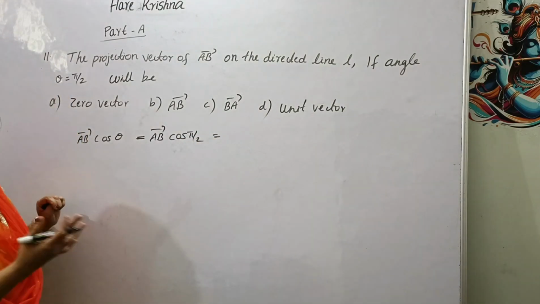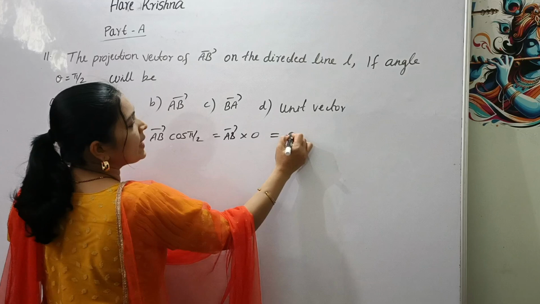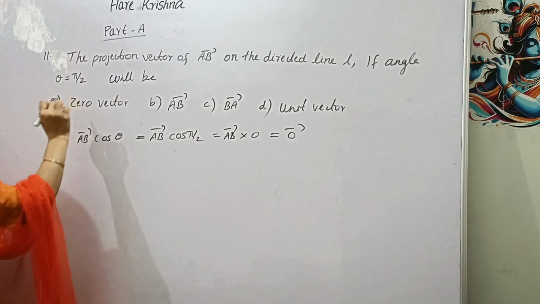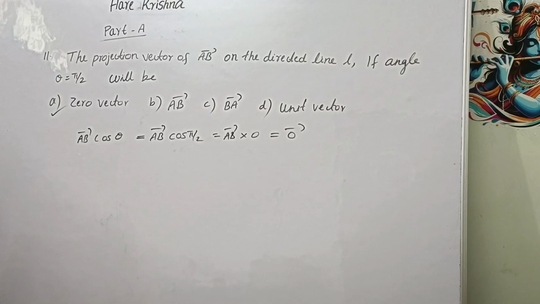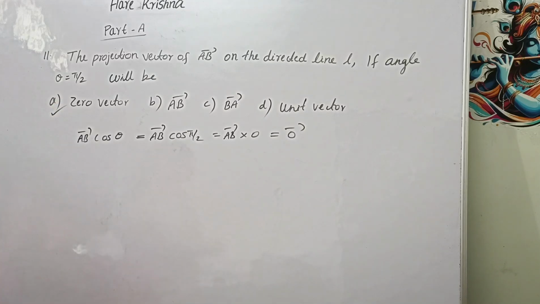What is cos pi by 2? 0. So vector AB into 0. That is nothing but 0 vector. Okay. So the answer is 0 vector. The projection vector of vector AB on the directed line L, if angle theta is equal to pi by 2, will be 0 vector.